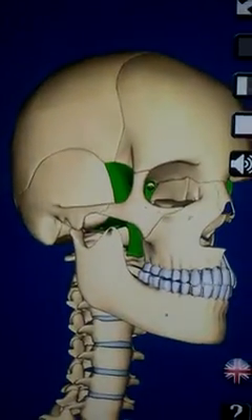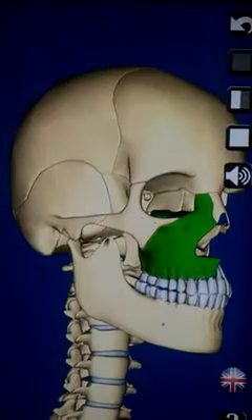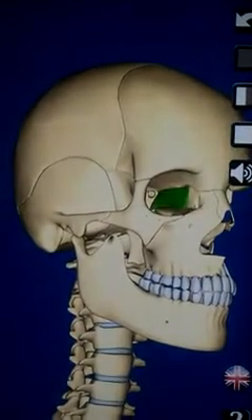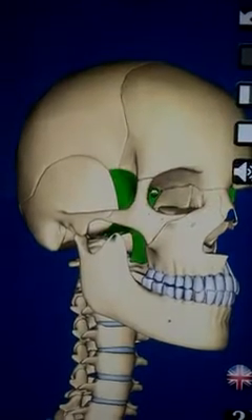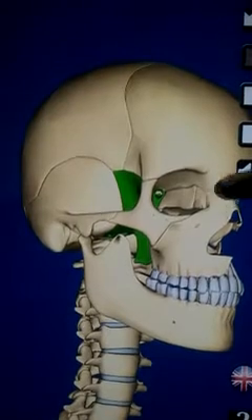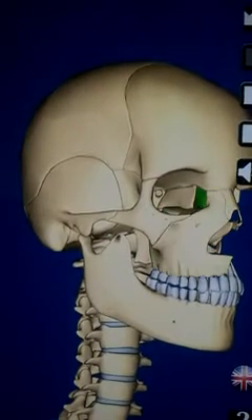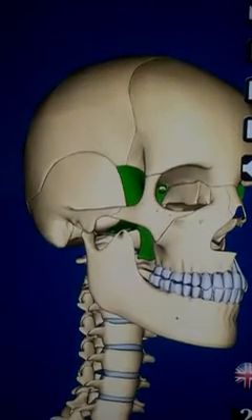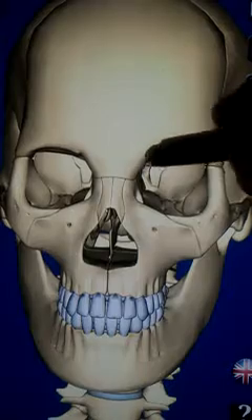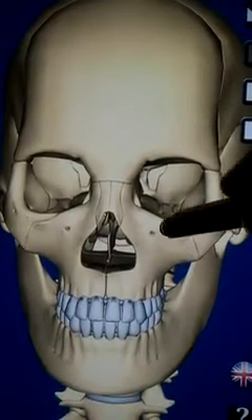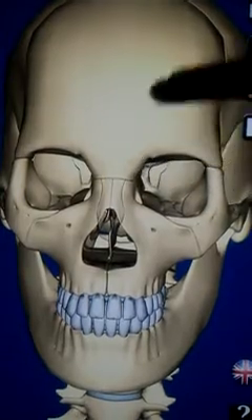The medial wall of the orbit is formed by the frontal process of maxilla, lacrimal bone, part of ethmoid, and the body of sphenoid. Four bones form the medial wall: maxilla, lacrimal, ethmoid, and body of sphenoid. The orbit has four margins: superior orbital margin, lateral orbital margin, inferior and medial orbital margin.